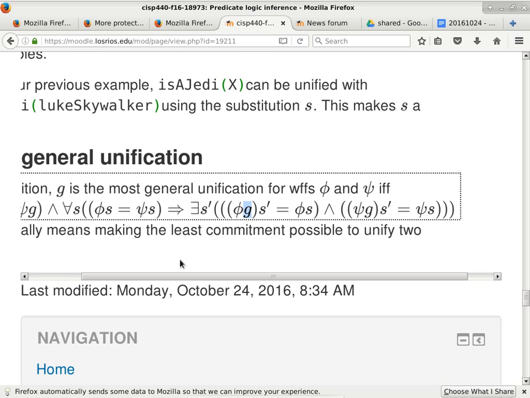So what this part is really saying is every other substitution is more specific than G. That's all it's saying. In other words, if S is more specific, that means after you apply G, there are some leftover things that you can still apply to make it more specific. The S prime is the leftover part, so that you can turn the G substitution into the S substitution, which is a more specific and less general unification substitution.